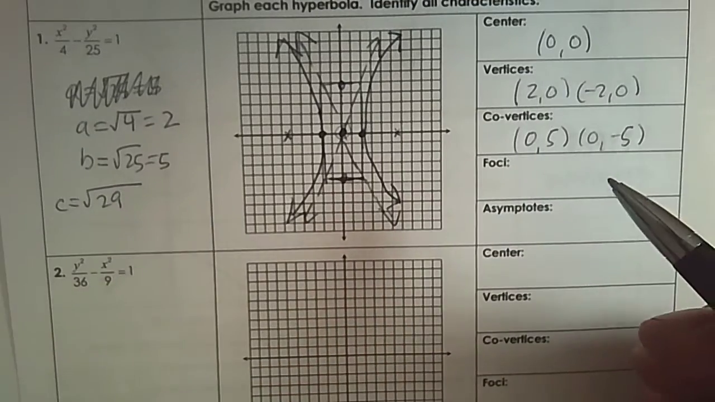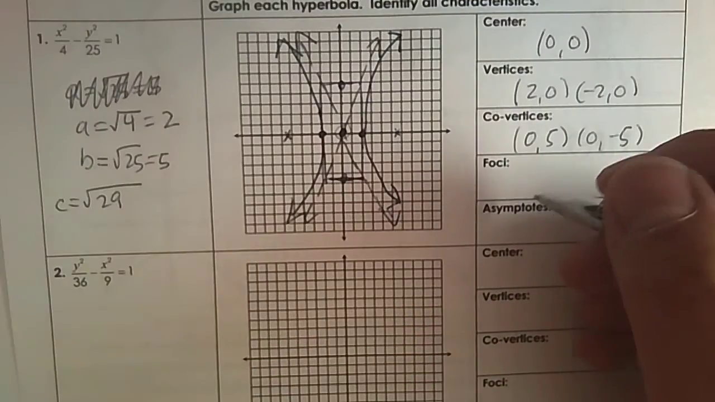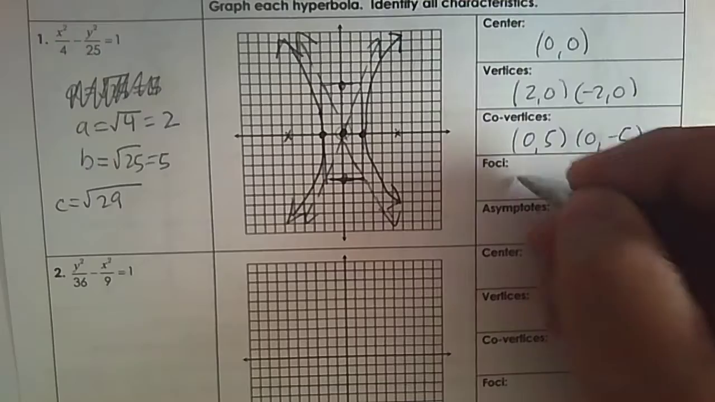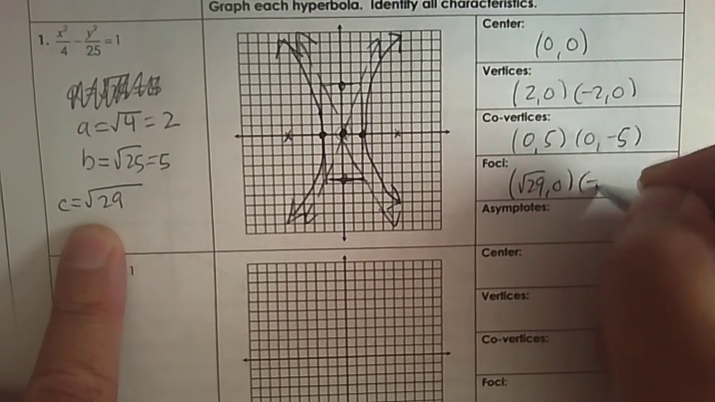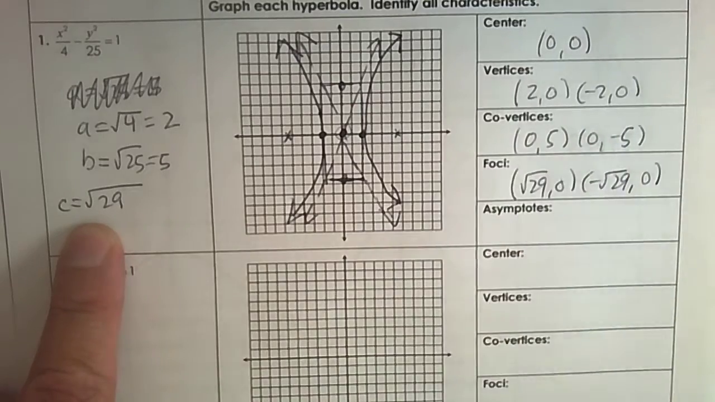That's your foci. Notice it's the x coordinate. So the x, and we went positive root 29, and we went negative root 29 to get the foci.